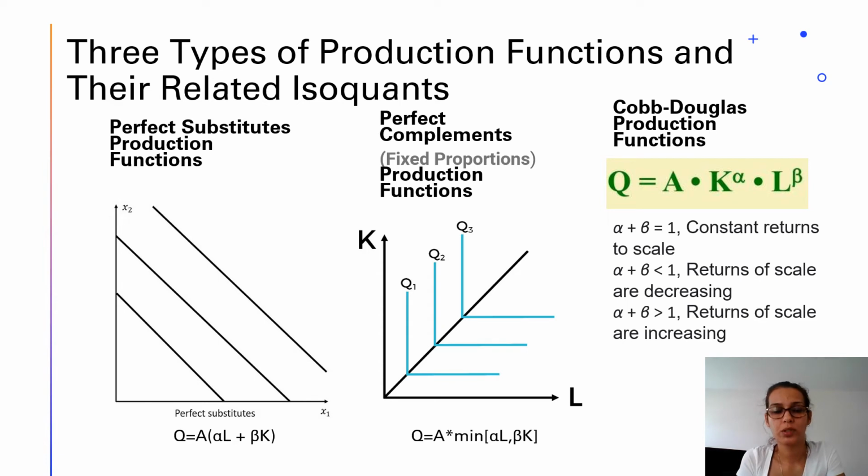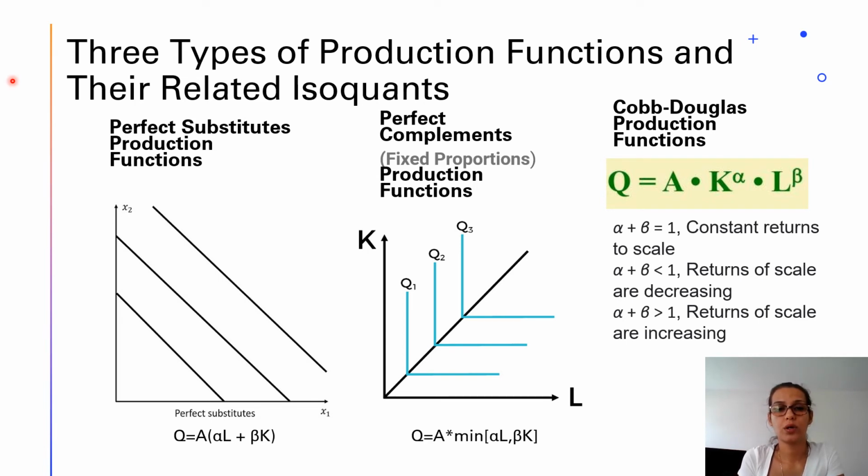Three types of production function and their related isoquants. Some goods can always be used in place of one another. This is known as the perfect substitute, and they are straight lines on the graph. Examples are different brands of salt or sugar, and at times it can be coffee, such as instead of purchasing Starbucks, you would purchase Dunkin'.